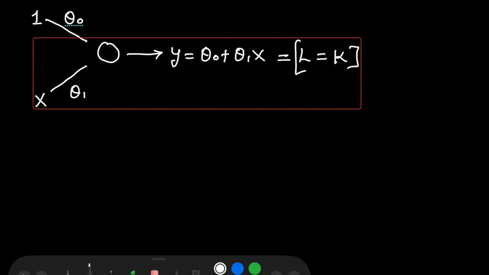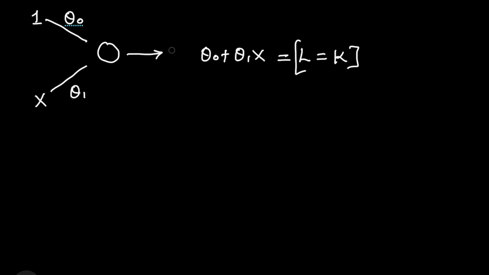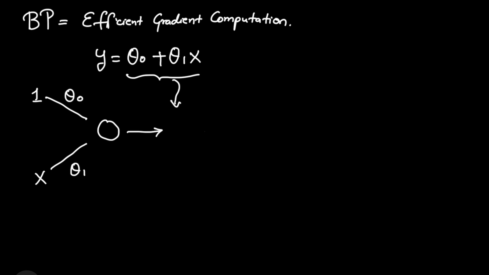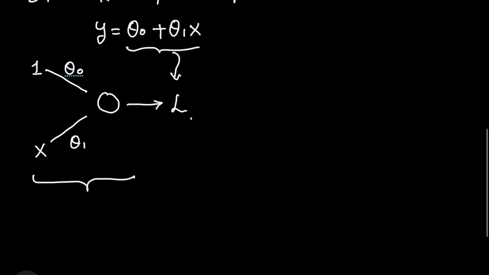Let me just rewrite this. Again we know that the output would be simply this here, and we calculate some loss value, and let's say this loss is L. So when we compute this computation, at the output we get the output and then we calculate the loss. Loss is what is important. Why? Because using the loss we will calculate the gradient. So how do we do that?